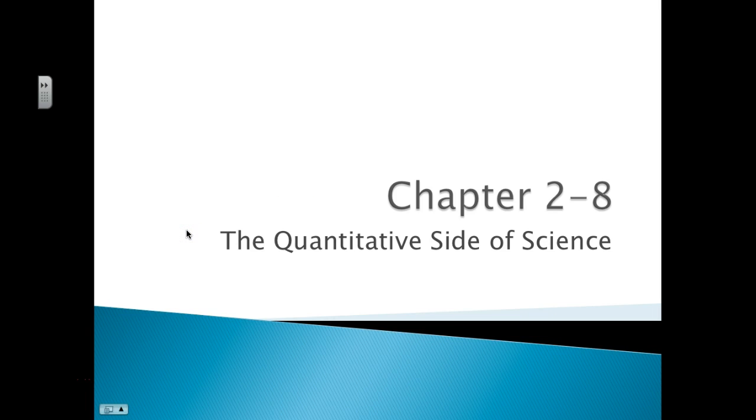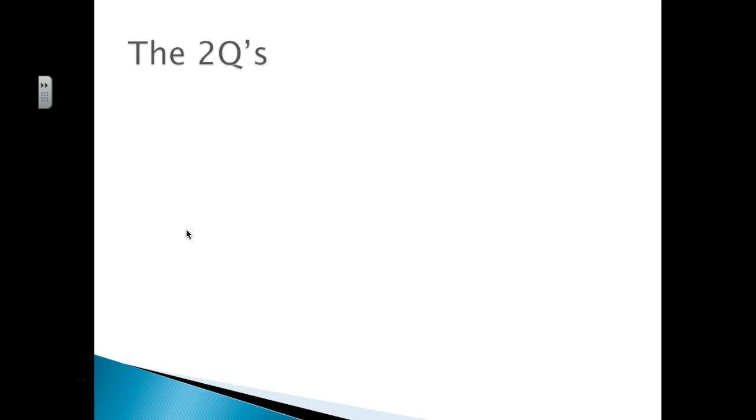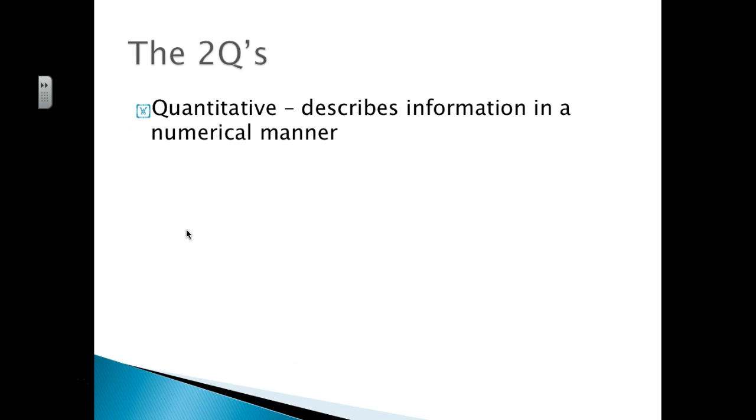Alright, let's look at the very last part of this chapter, Chapter 2, Part 8, which will actually be very quick because some of this goes back over the summer assignment. So we're going to look at the quantitative and somewhat qualitative side of science. The two big Q's. The first one is quantitative. What does that mean? Basically, quantitative describes information in a numerical manner.